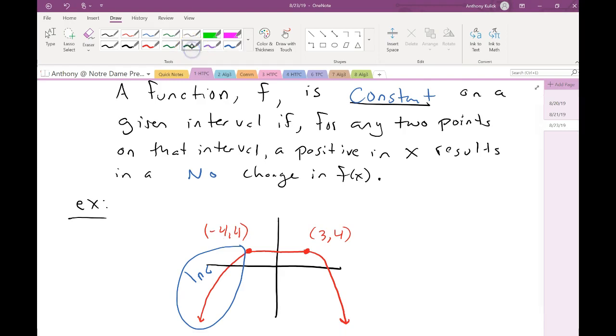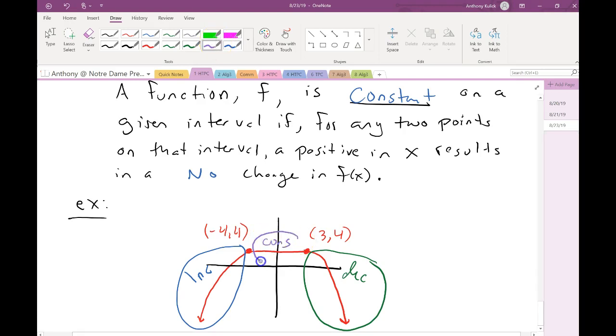Does anyone see a decreasing part? Where's that at? Yeah. So like this part, right? Everybody agree with that? Does anybody see a constant part? Process of elimination, we pick the middle. Everybody agree with that?